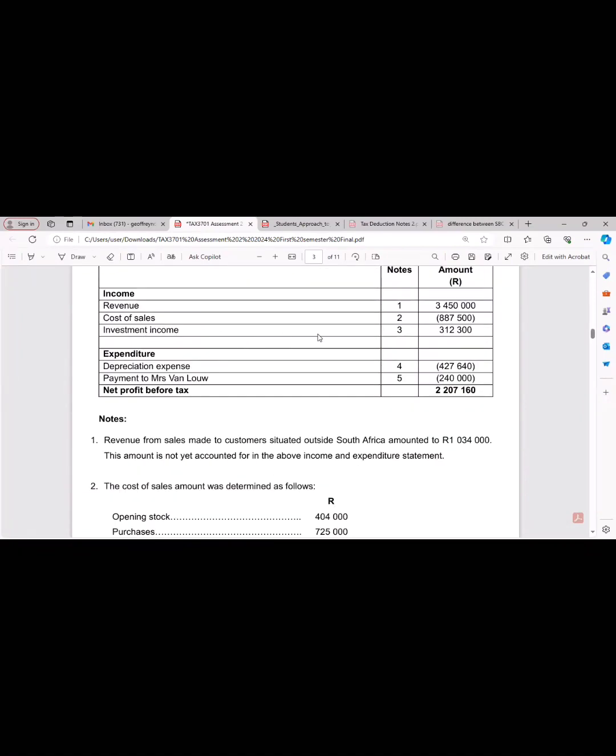Right. So there was investment income. This company was receiving incomes, right? In accounting, that is other income. Okay. We just add everything.